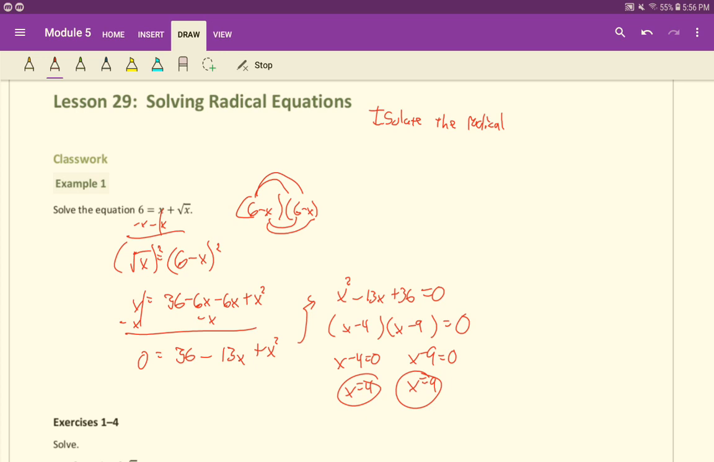Voila, our two answers. Now, we should probably check our solutions just to make sure. So let's plug in 4. So, yep, it works, right? Okay, let's try the 9. That does not work. So we have to throw out the 9. Only 4 is our solution there.